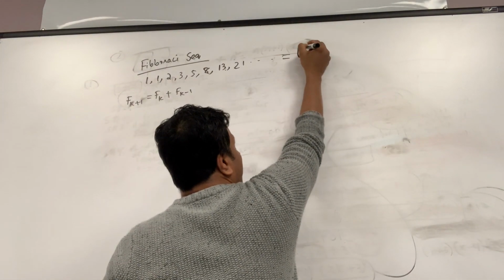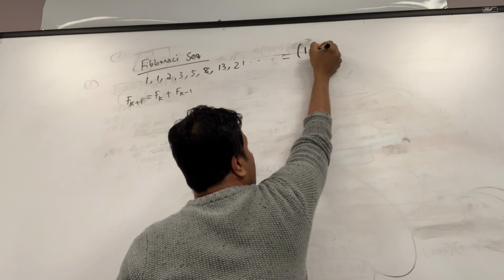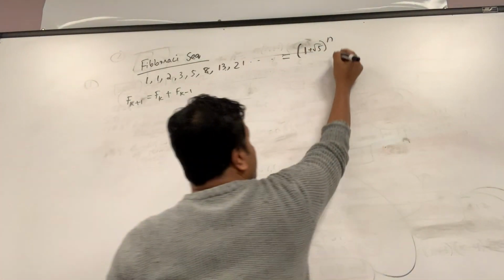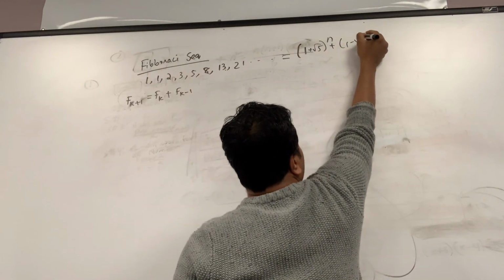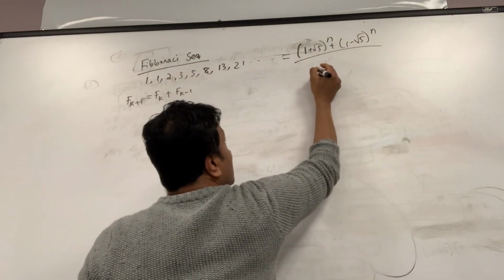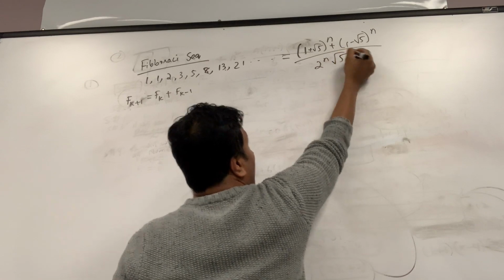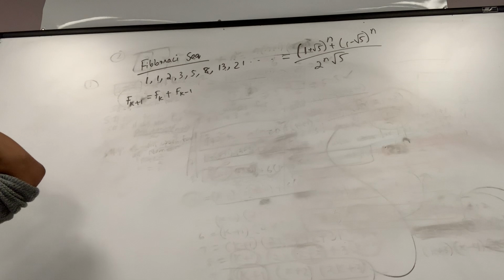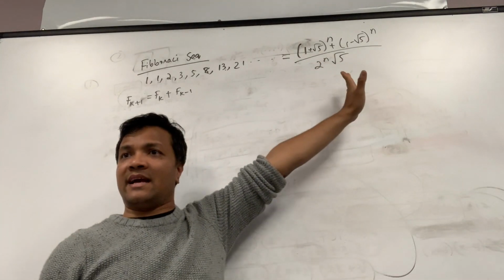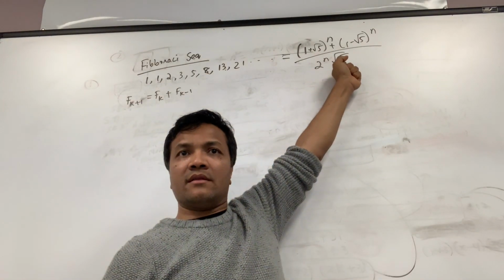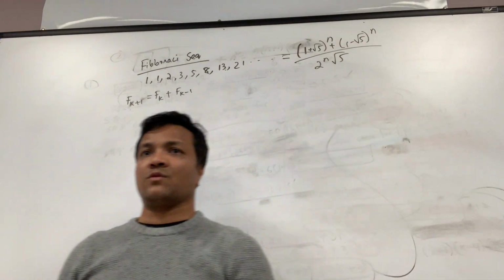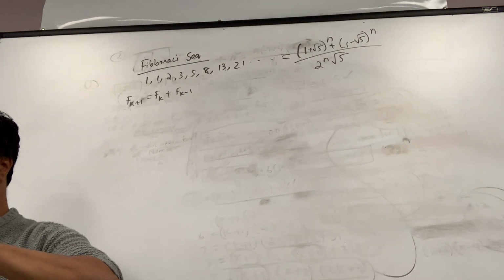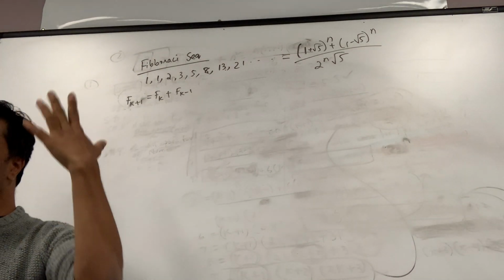I probably wrote it on the page, I'm not sure. It is the square root of 5, plus 1 minus the square root of 5, to the n over 2 to the n, over the square root of 5. Okay, hopefully I wrote it correctly. Now we are claiming that this gives you the Fibonacci sequence, just like the other two. We good? But how do you know?